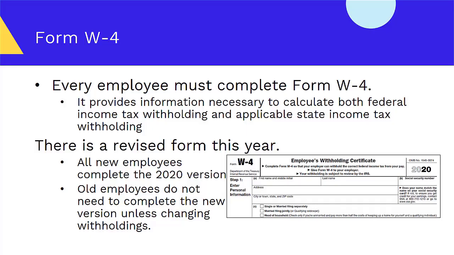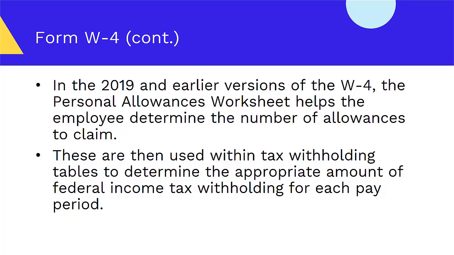Another form is called a W-4. Every employee must complete this form. It provides information necessary to calculate both the federal income tax withholding and the state income tax withholding. There is a revised form this year, and all new employees complete this 2020 version of the form. Previous old employees do not need to complete the new version unless he or she is changing the withholdings. You may be familiar with the previous version from 2019 and earlier.